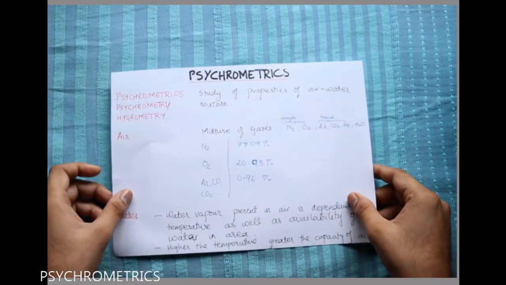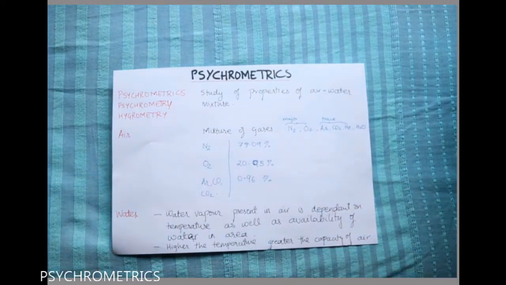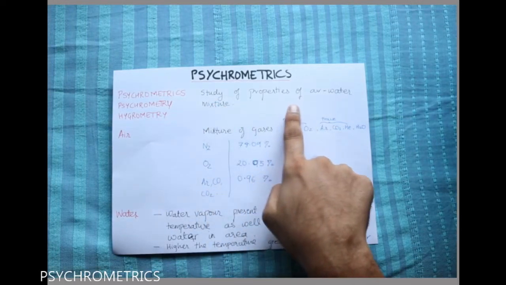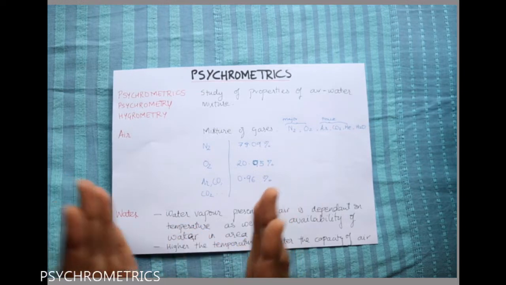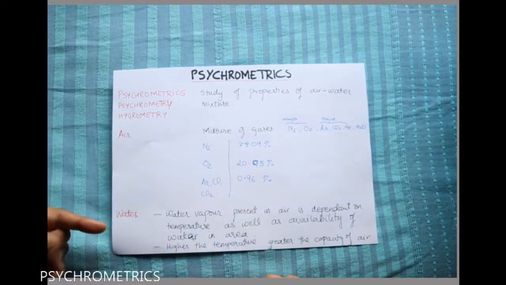Psychrometrics is nothing but the study of properties of air-water mixtures. To study psychrometrics, we will have to revisit certain things which we have already done in the past. For example, what are we actually studying? Psychrometry is the study of properties of air-water mixtures. Now, when we study air-water mixtures, we assume air and water, or the water vapor, to be separate components. So we have got air and water.